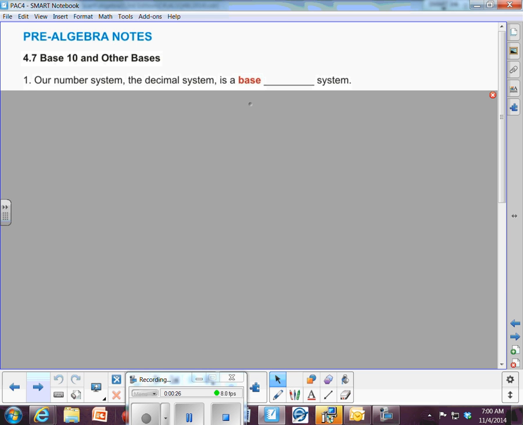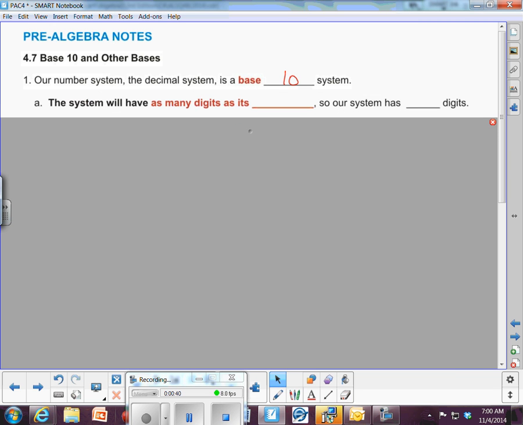Our number system, the decimal system, is a base what system? Do you know? It is a base 10 system. Our decimal system is a base 10 system. And here's an important aspect. The system will have as many digits as its base.